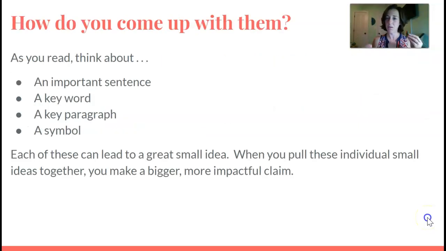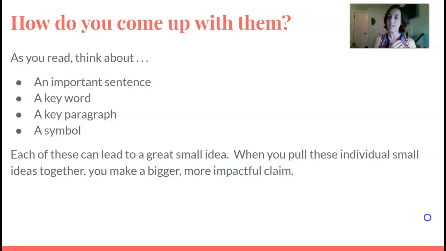How do you come up with these micro ideas? Well, as you read, think about an important sentence. Maybe there was a sentence that stopped you. Maybe a word. I keep, as I read this piece, finding the word bene. I want to understand, what is that, bene? Or a whole paragraph. Less the case with this Jamaica Kincaid story, because the whole thing is a single paragraph.